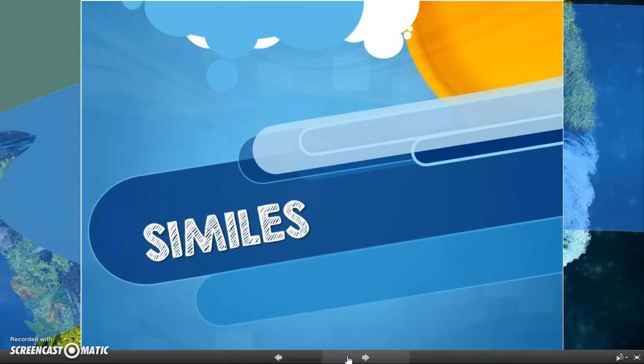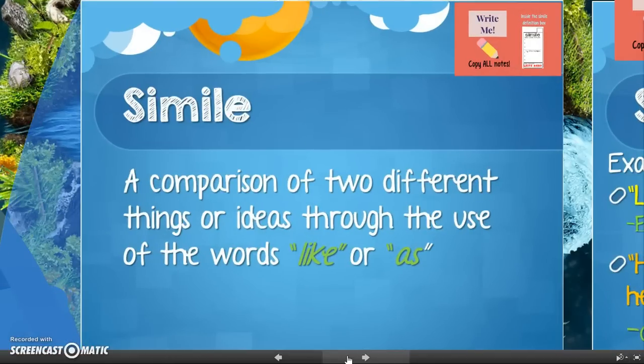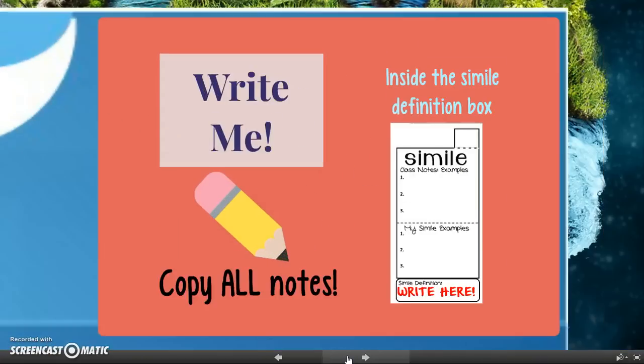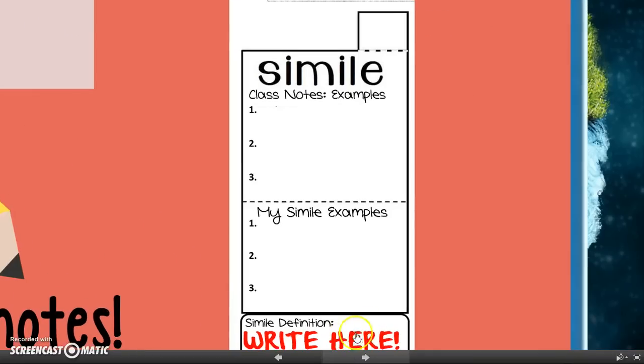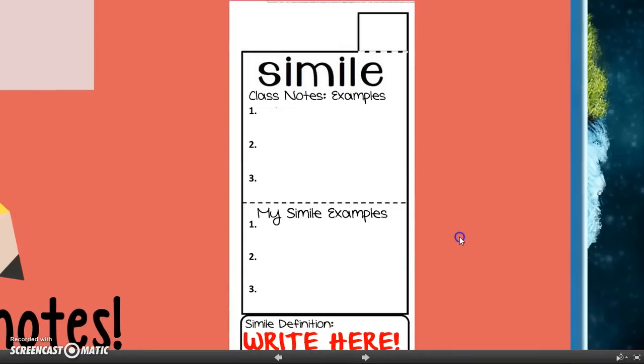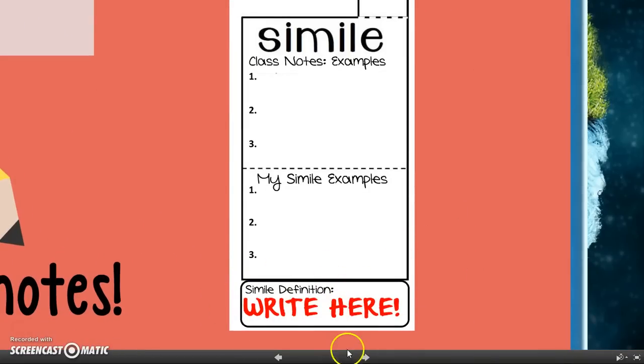It is time for similes. I know you know about similes, so do I. A simile is a comparison of two different things or ideas through the use of the words like or the word as. Your notes are being written right here. Your definition is going to be written in the box right here where it says simile definition.